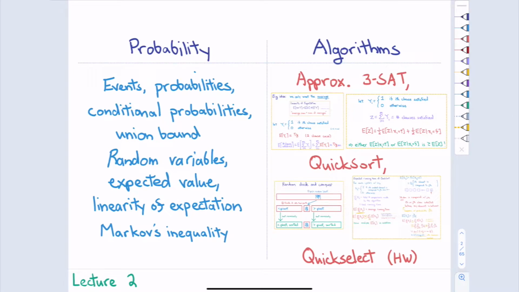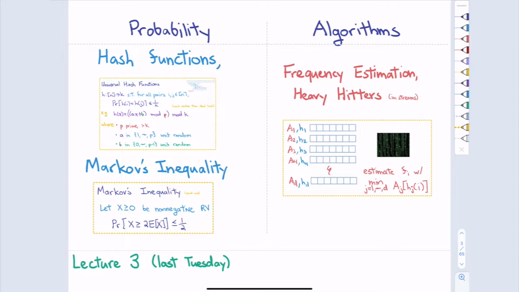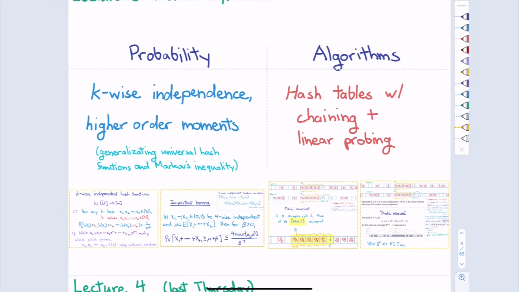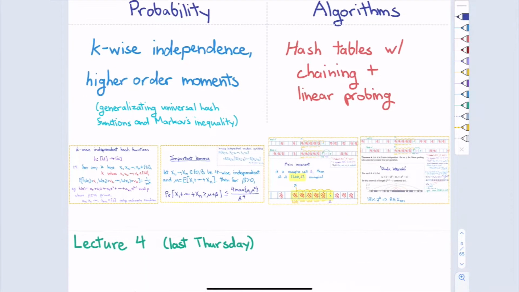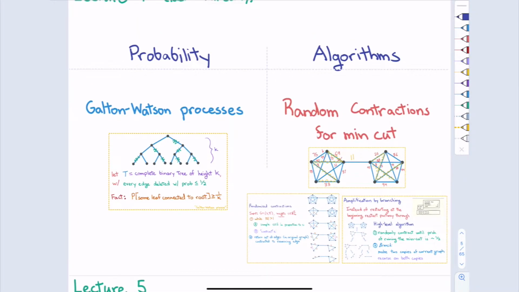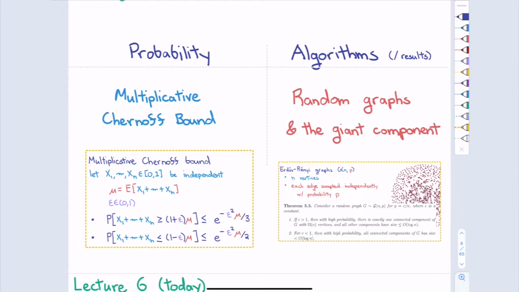My usual recap was the magic of copy and paste. Our first lecture was about linearity of expectation. Our second lecture was about heavy hitters, introducing hash functions and Markov's inequality. We then put hash tables on steroids with linear probing, and also put Markov's inequality on steroids with this k-wise independent stuff. Lecture 4 was about random contractions and some fun graph algorithms for minimum cut. And last lecture was about random graphs and the giant component.